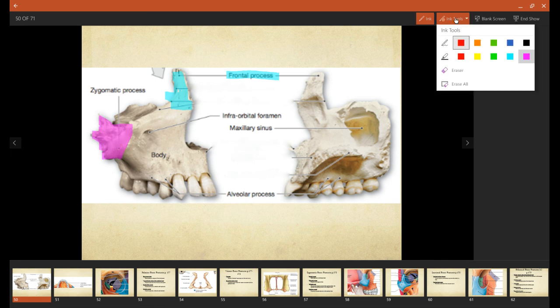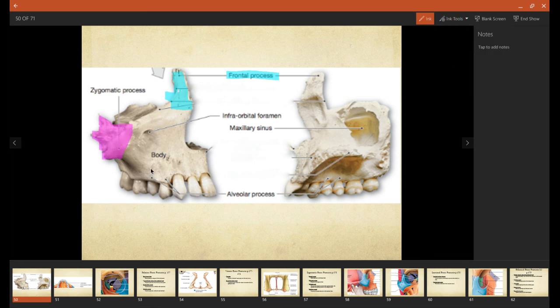We can also see the alveolar process, which again are the teeth sitting in right here, this bony portion of it.